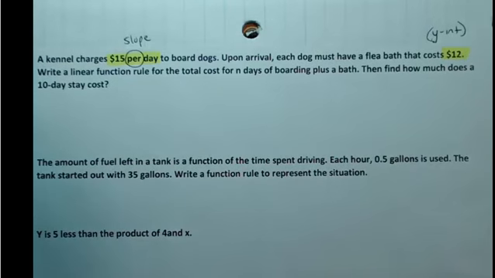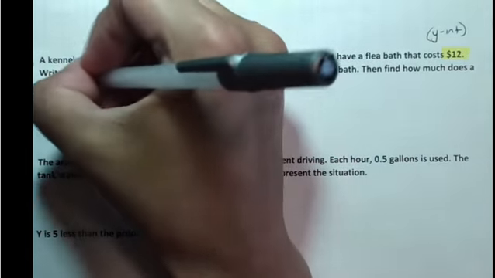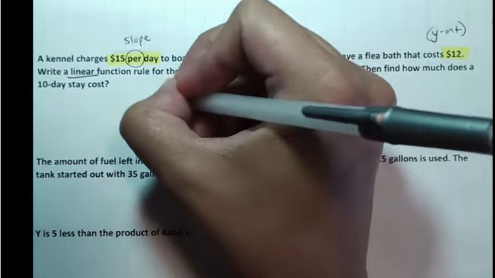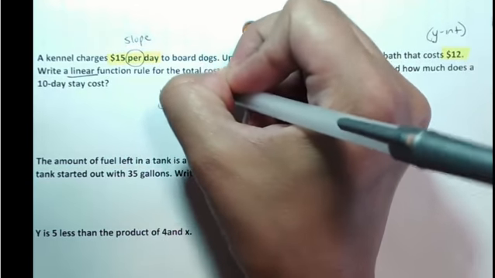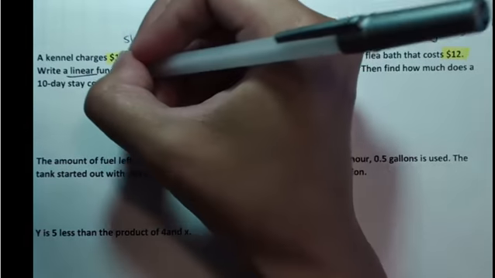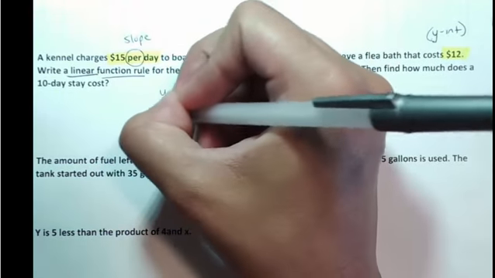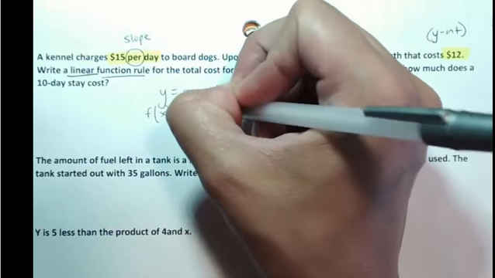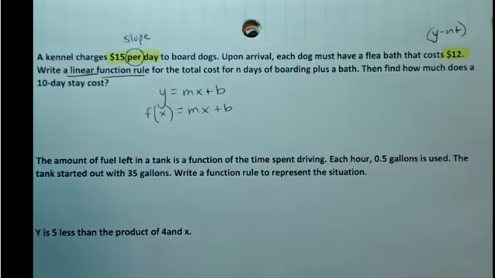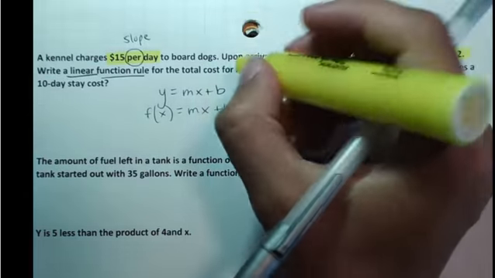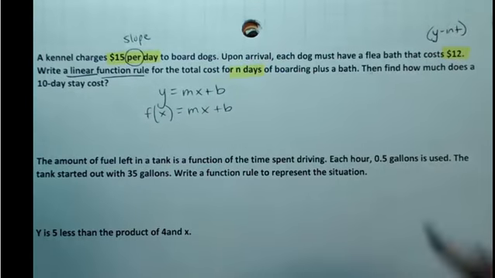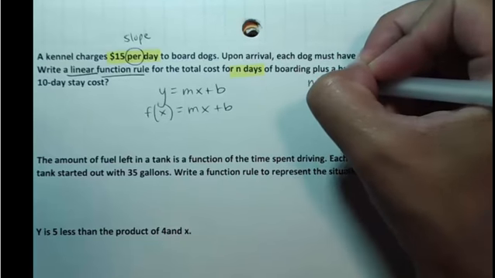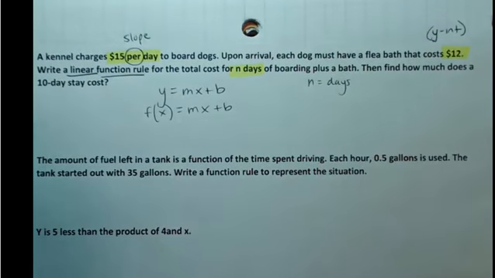It says write a linear function rule. Linear means what form does it have to be in? It has to be y equals mx plus b. And function rule means that it has to be f of x is equal to mx plus b for the total cost of n days. So instead of using d for days, they use n. So put n for days of boarding plus a bath. Then find out how much a 10-day stay costs.